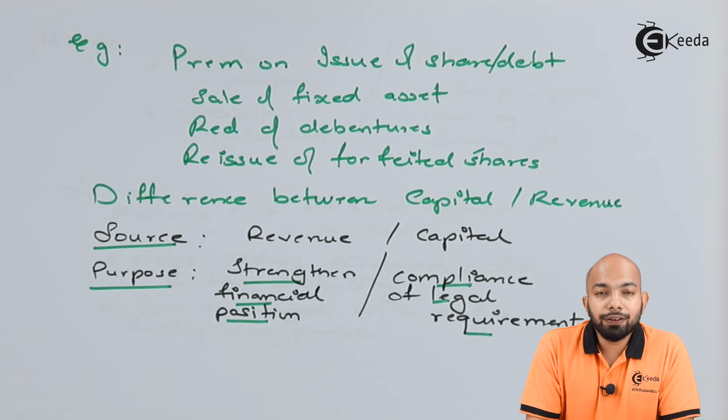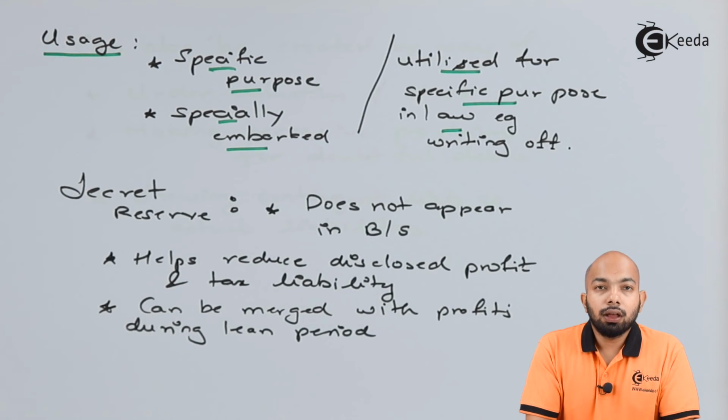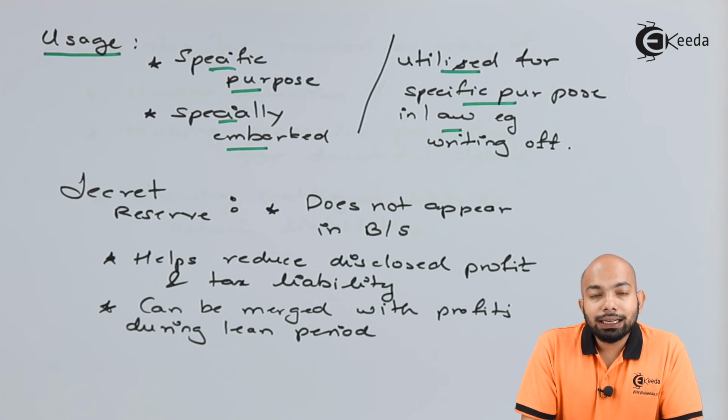Let's go on to the third point and figure out the third difference under which we can classify revenue reserves and capital reserves. The third point is usage. The first point that we have learned is the source, then the purpose, and the third is usage. So the source, purpose, and usage are the three categories under which you can differentiate revenue reserve and capital reserve. We have already learned about the source and the purpose. We'll learn about what usage means when it comes to differentiation.